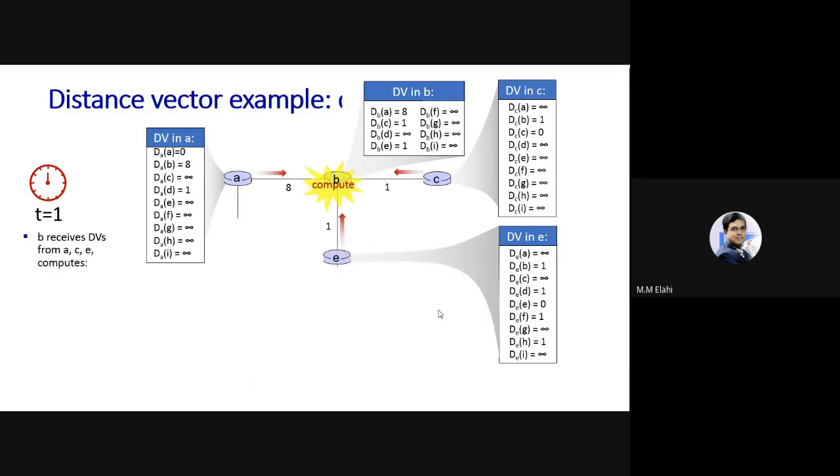Now B will compute. So what will B do? The computation is shown here. Make it clear. This is the Bellman-Ford equation. How does the Bellman-Ford equation work? How many neighbors does B have? Tell me. How many neighbors? 3, right? So how many values will we get in the Bellman-Ford equation? I mean, how many values are there in the equation? 3. It will be equal to the number of neighbors.